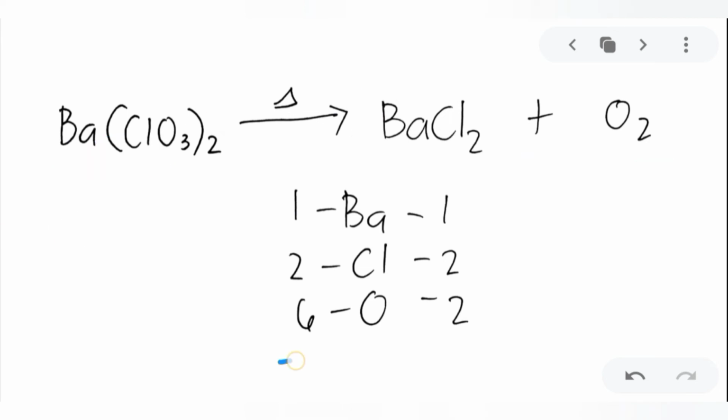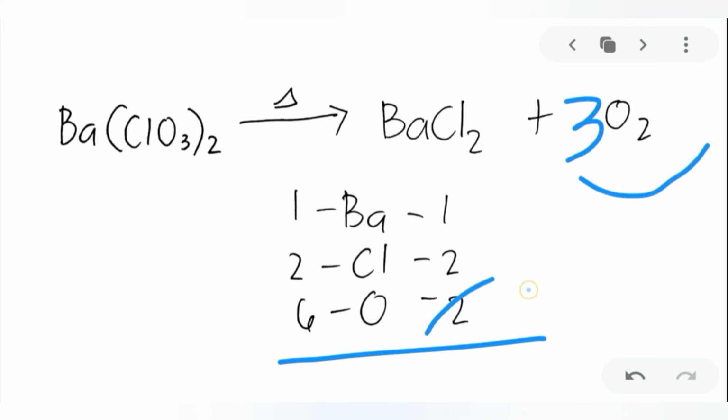To balance this one, we have to balance the oxygen here. So we just need to put 3 here to balance this one. So that is 3 times 2, that is 6. So this one, therefore, is already a balanced equation.